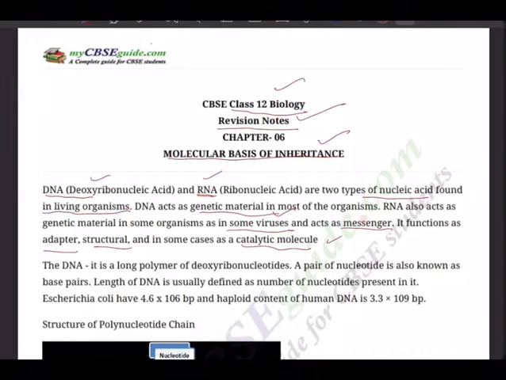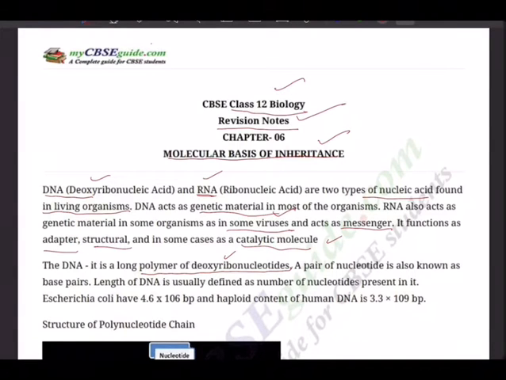The DNA, it's a long polymer of deoxyribonucleotides. So what is DNA? A polymer, meaning made up of many monomers. What is the monomer unit here? Deoxyribonucleotide is a monomer. So many deoxyribonucleotides joined together make a polymer, and that is DNA.